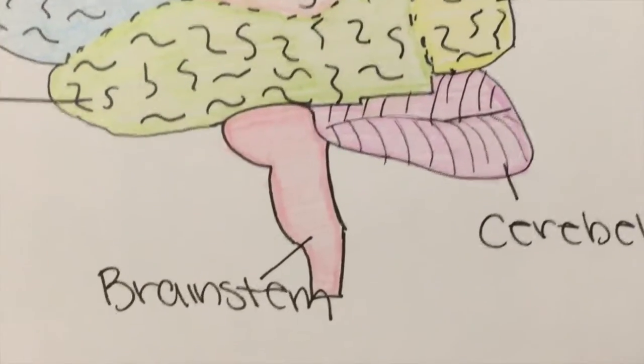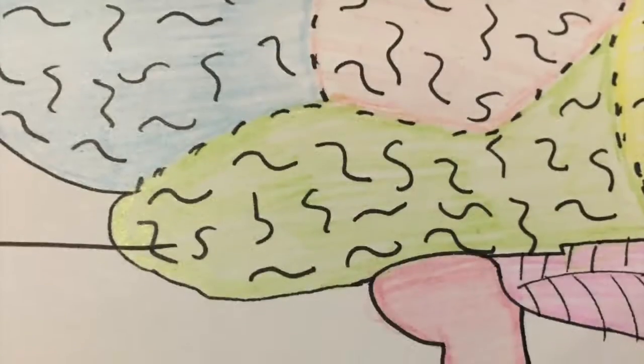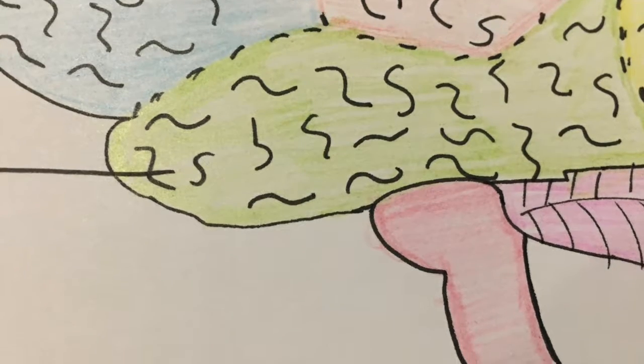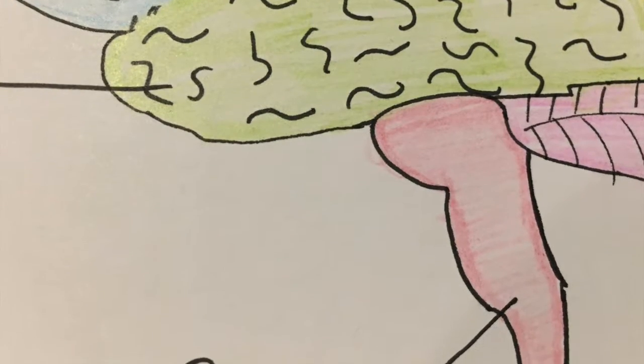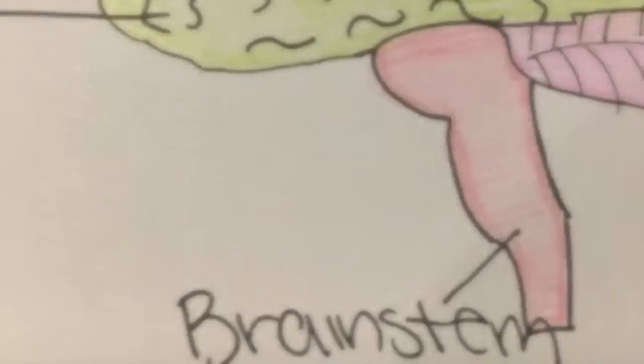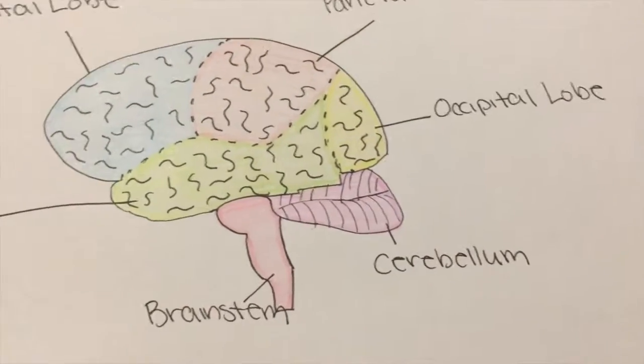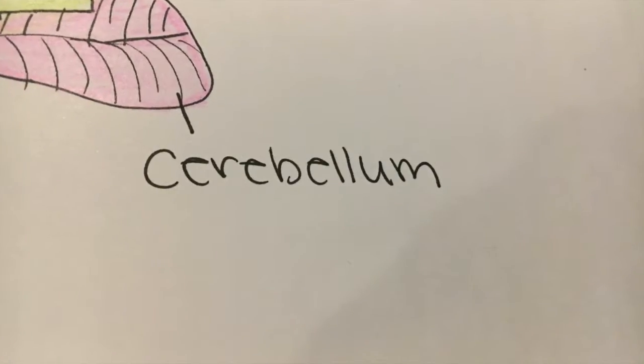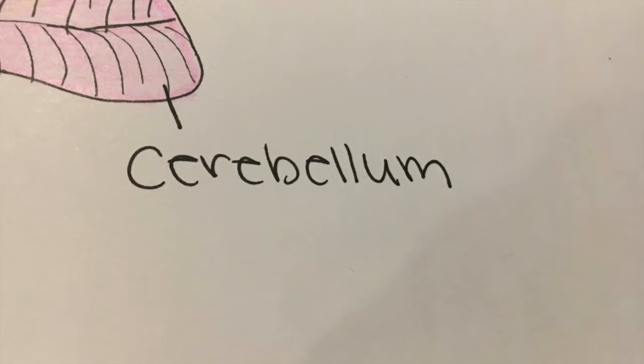The brainstem. It allows the information to transfer between the brain and body and controls many autonomic functions. Think back to the medulla. The cerebellum. As mentioned in the previous diagram, it coordinates muscular activity.